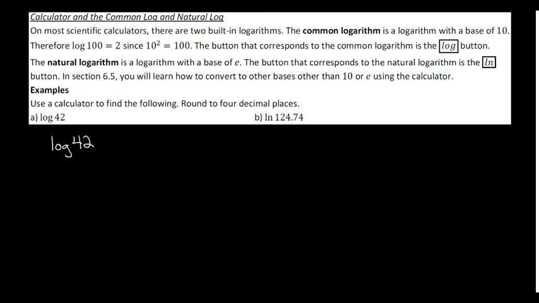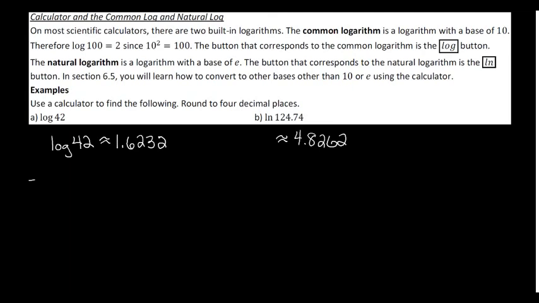So for these two questions, these are just straight calculator questions. Typing in on your calculator, finding the log of 42, and we get a decimal. And that decimal, when rounded to 4 decimal places, is 1.6232. For the natural log, we'll just press the natural log button, 124.74, and we get that to be equal to about 4.8262.